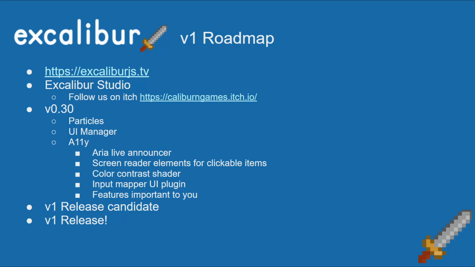Going back to the roadmap, we also want a UI manager, and we are going to really dig into accessibility. We're going to make an ARIA Live announcer, a screen reader element provider for clickable items, a color contrast shader, improvements to the input mapper, and then any other features that are important to you, you should reach out to us so that we can make sure we include that in Excalibur's a11y features.